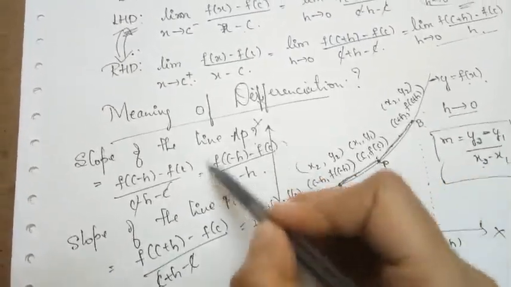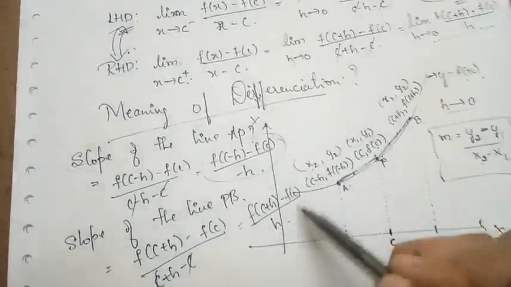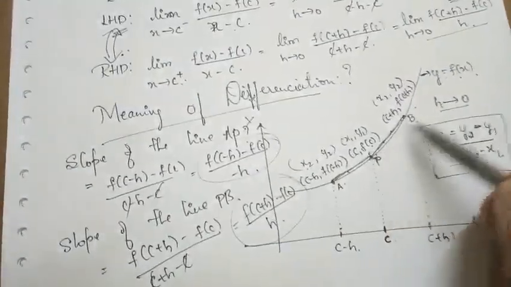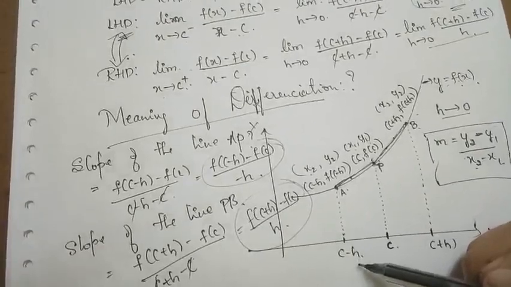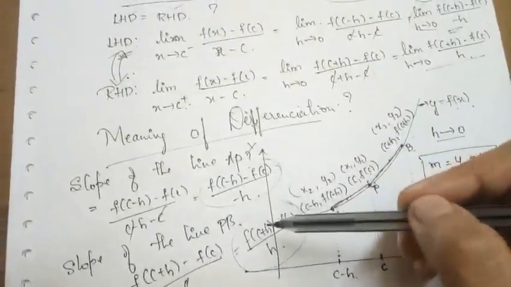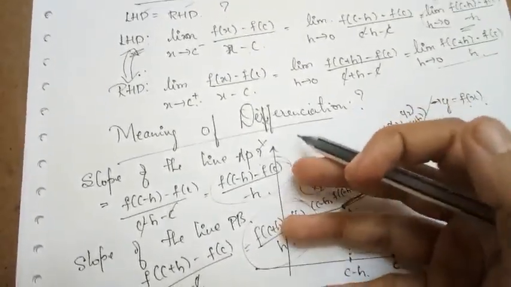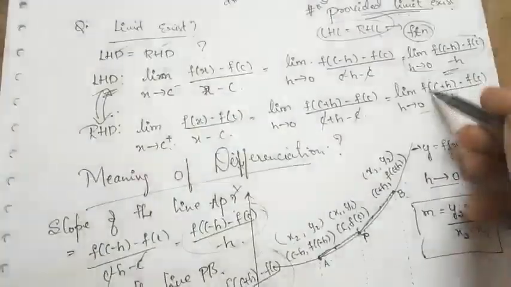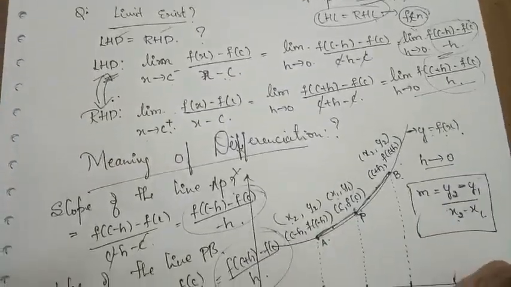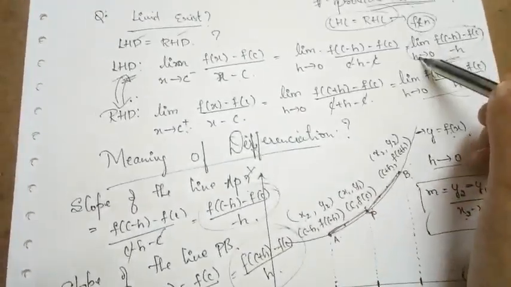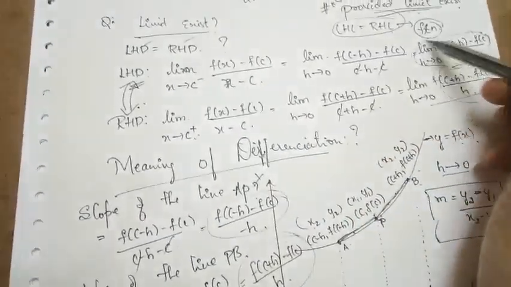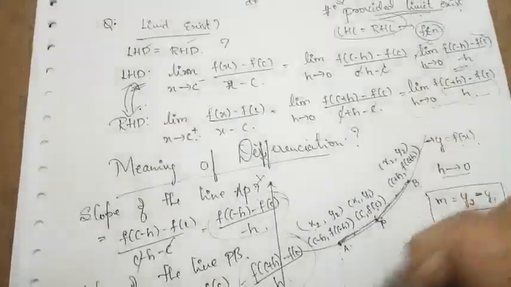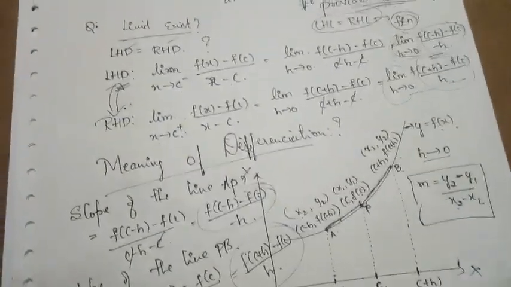Now you can see this one is the slope of the line AP and this one is the slope of the line PB. You can observe that these two are a bit similar. These two were found in finding the left hand derivative and the right hand derivative. What is the difference here? Here we have the limit, h approaching towards 0. What does that imply?